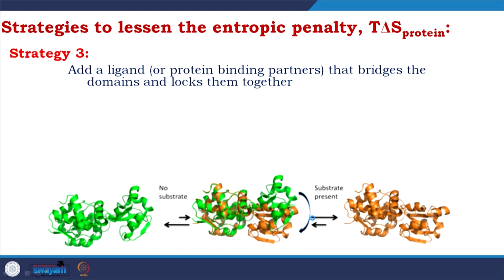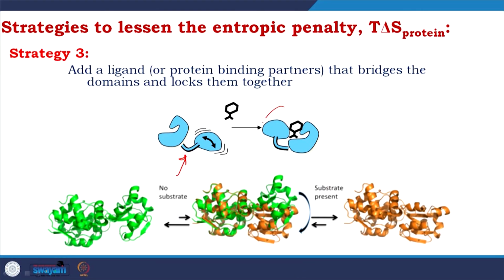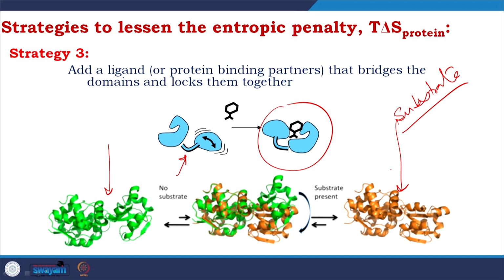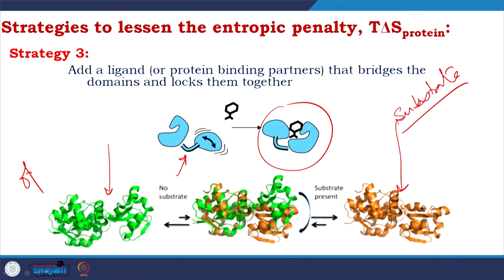Add a ligand that bridges the domains and locks them together. Sometimes you have two domains, and both domains are stable, but they are moving based on the loop. The loop is floppy. So, the proteins are stable, but they are moving against the loop. In that case, you add a small molecule, stabilize the whole system and crystallize it. Here you see this is an open conformation, and when the substrate is added, it goes to a closed conformation. Sometimes you get crystals for both, and you study the open and closed conformations to know the mechanism of how it is working.